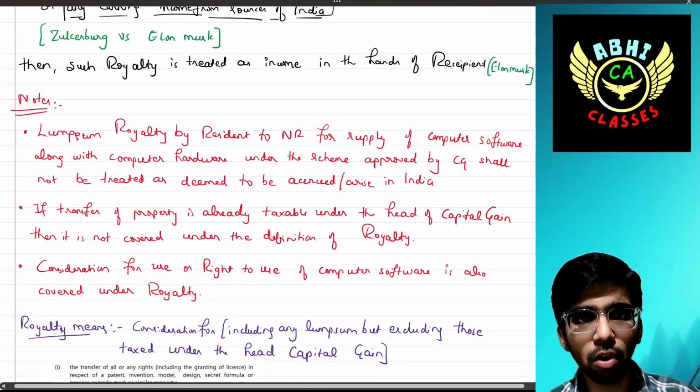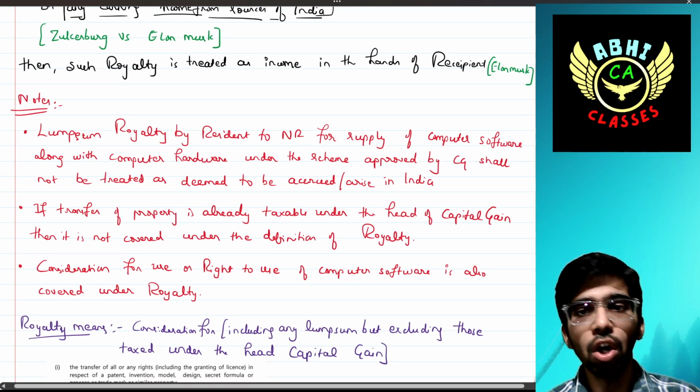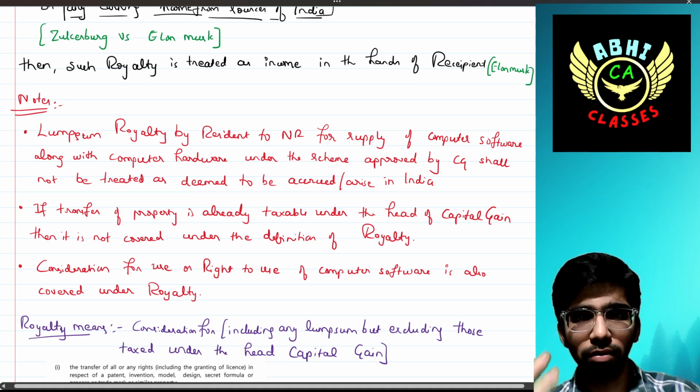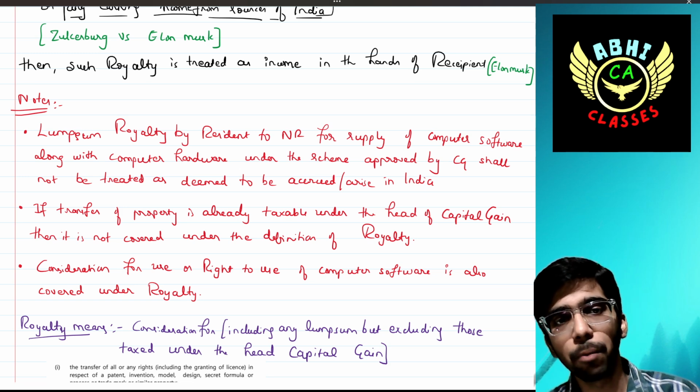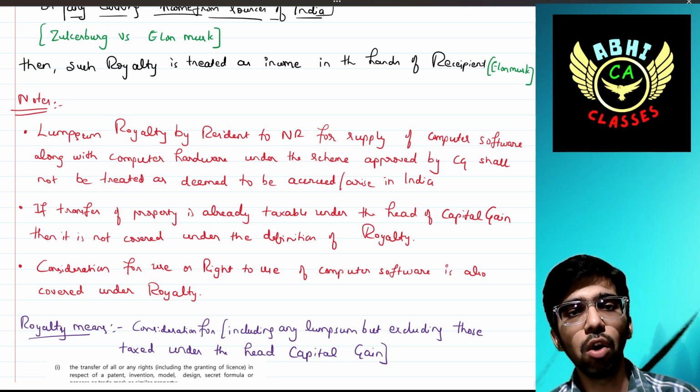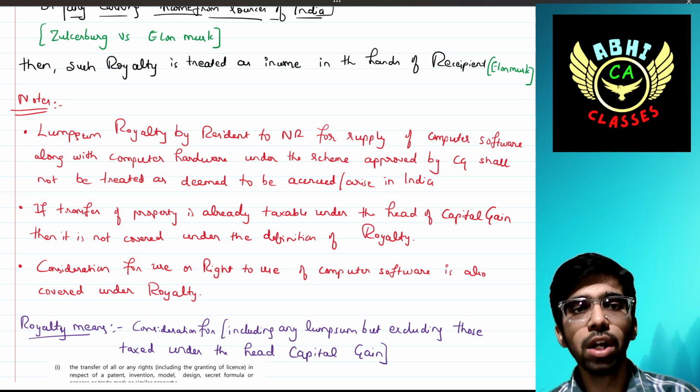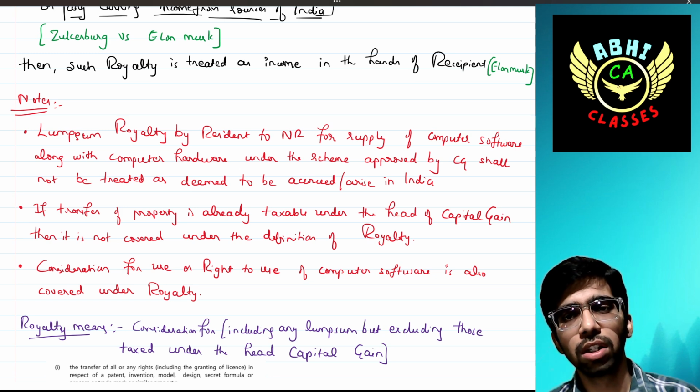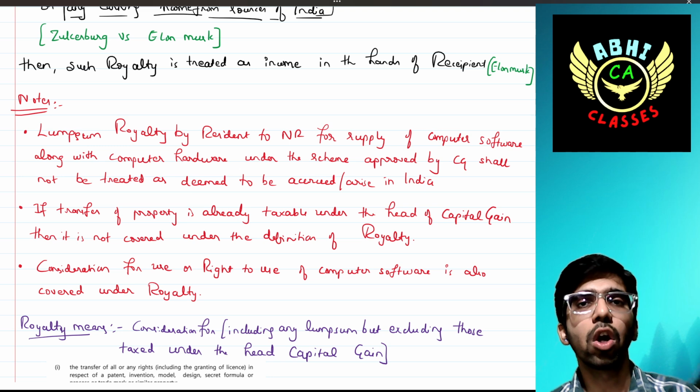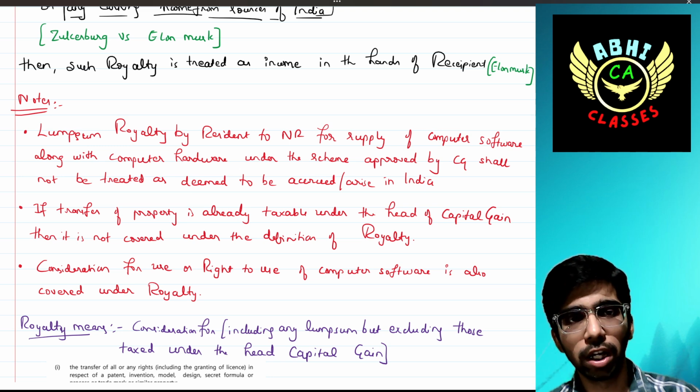Then lump sum royalty by a resident to a non-resident for the supply, that is very important but not so important. For supply of computer services or computer software along with computer hardware under the scheme approved by the CG, that is the central government, it shall not be treated as deemed to accrue in India. If it is approved by the central government, then it should not be treated as deemed to accrue in India. Then it is not taxable in the hands of Elon Musk.